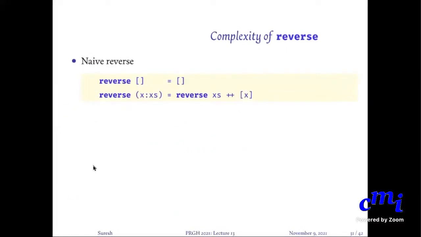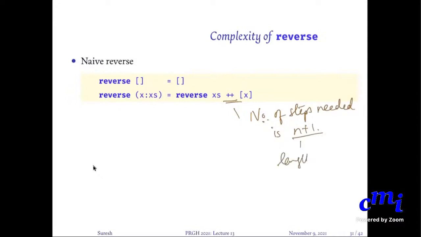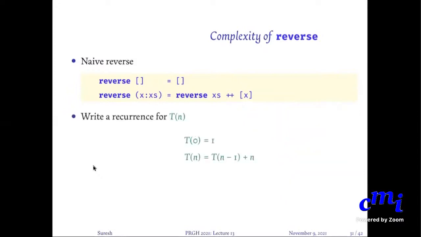Here is the naive reverse that we normally do. Reverse of the empty list is the empty list. Reverse of x colon xs is reverse of xs plus plus x. But we already know that for plus plus, the time, the number of steps needed, is order n, where n is the length of reverse of xs. So this much we know.